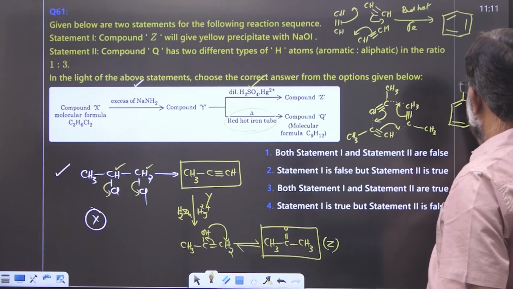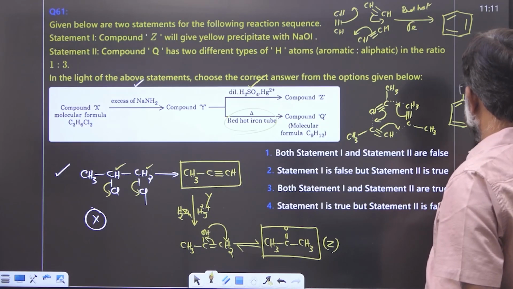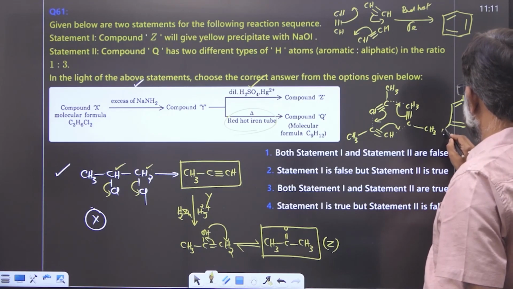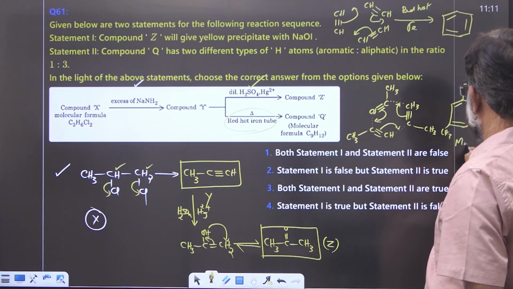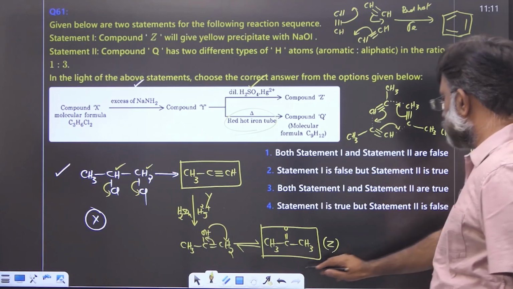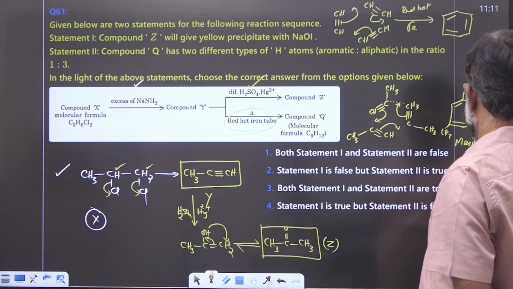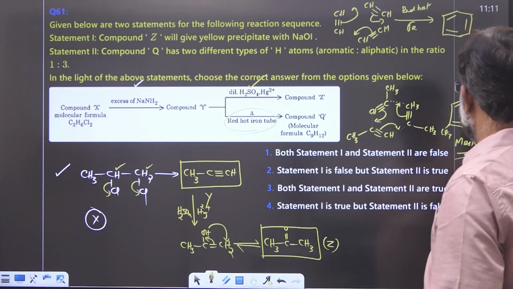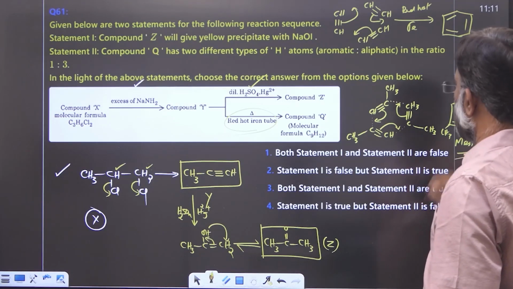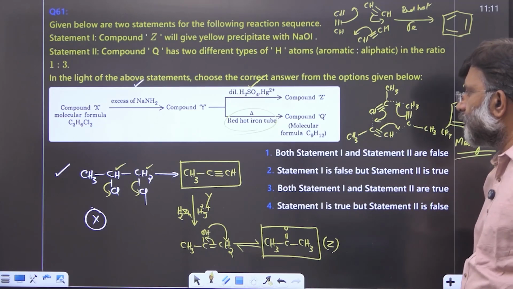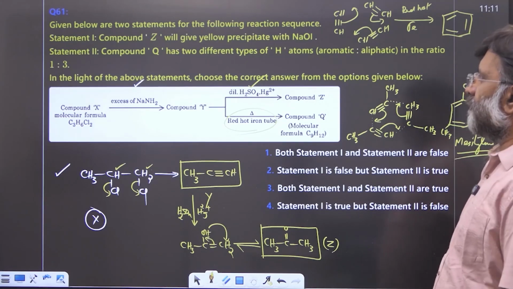You get 1,3,5-trimethylbenzene, and that is called mesitylene. Mesitylene, that is the compound. Which one? Q. This is compound Q. Okay. Now on to the statements.